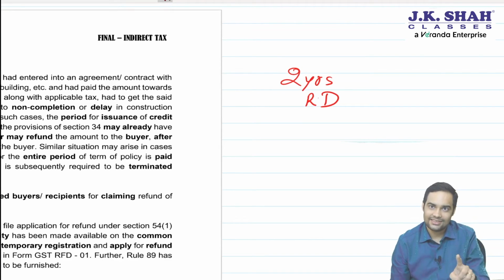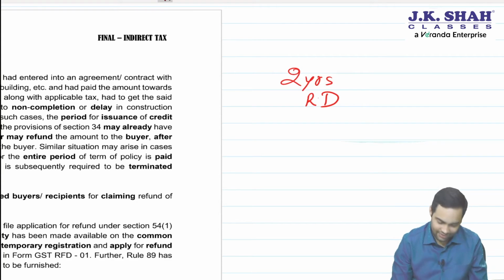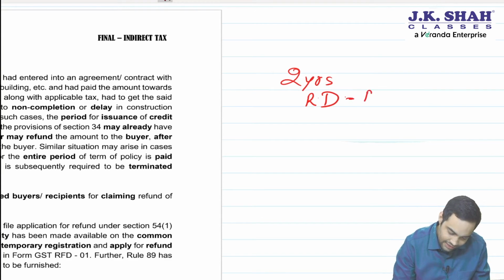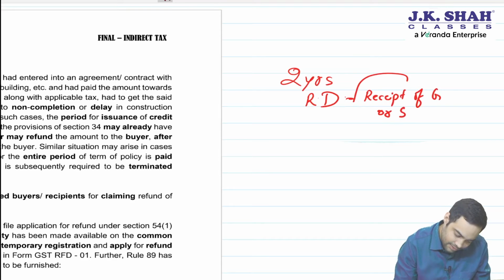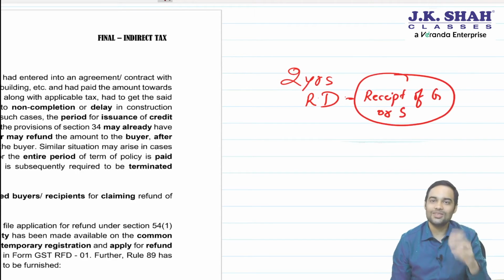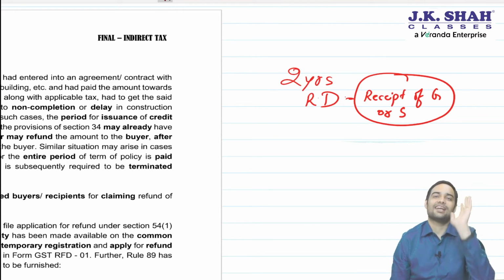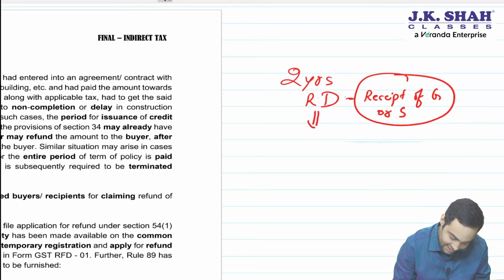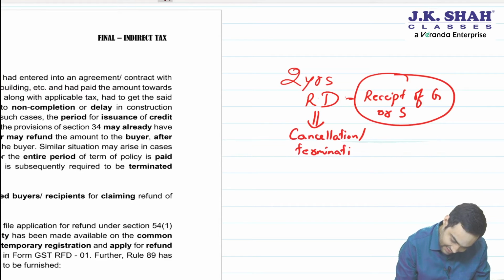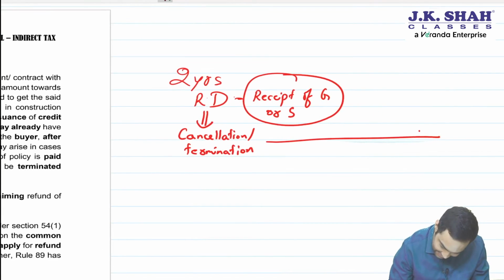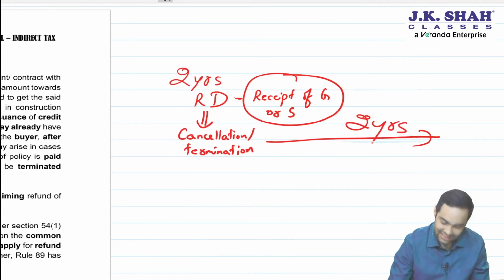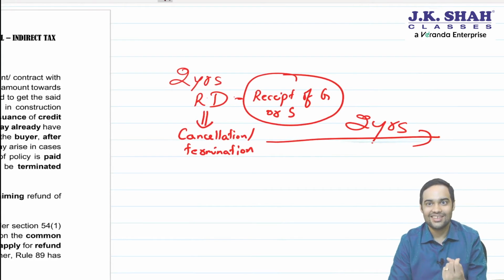Now, in such cases where the recipient is claiming the refund, the relevant date was the date of receipt of goods or service. But the problem which is happening is, here there is no supply, so there is no receipt of goods or service. Government has clarified that the relevant date will be the date of cancellation or termination. That means whenever my contract gets cancelled or terminated, from that day I will get 2 years time for claiming refund. Is this a good point, sir?